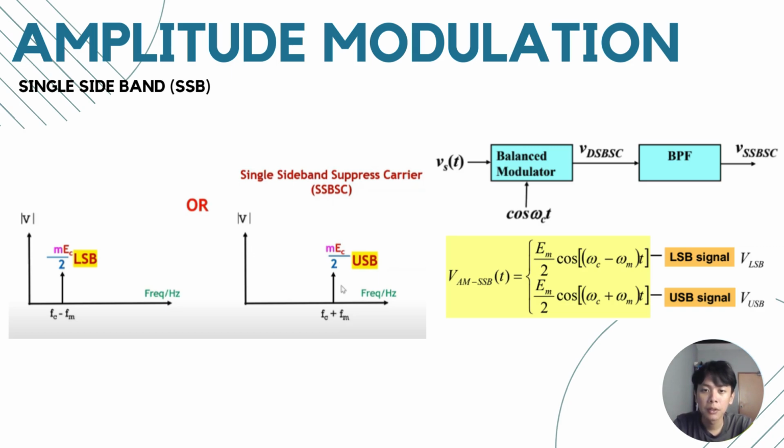Although DSBSC improved the power efficiency, transmitting both sidebands still uses more bandwidth than necessary. By improving on DSBSC, which is adding a filter, the third technique, single sideband, SSB, was implemented by transmitting only one sideband, either upper or lower, making it highly efficient in both power and bandwidth. However, this technique requires more complex equipment for modulation and demodulation.